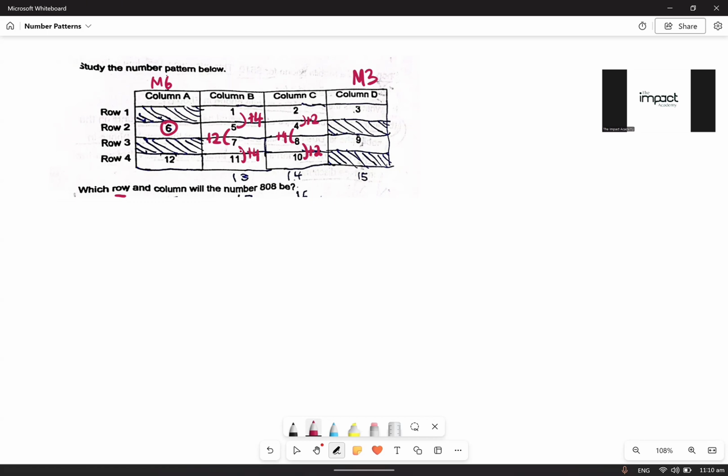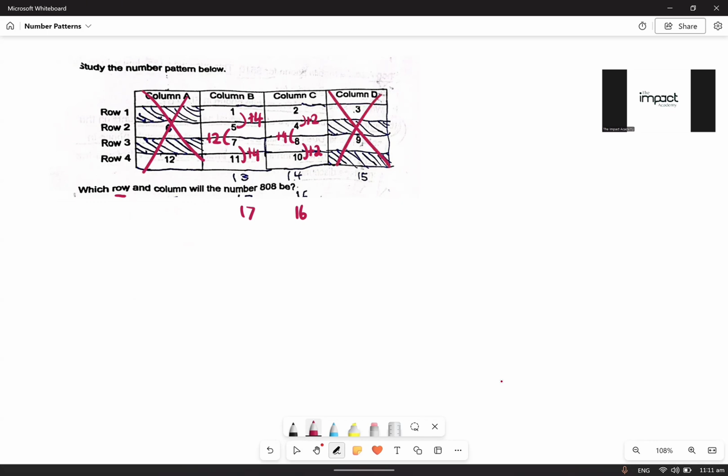Let's just think about it. If I were to list down the next numbers, because it goes like a snake: 1, 2, 3, then 4, 5, 6, 7, 8, 9, 10, 11, 12, 13, 14, 15. Then over here we continue with 16, 17, 18. You can see all of these numbers are multiples of 6. How can 808 be here? 808 is not a multiple of 6. So that's the reason why this is not possible. Multiple of 3 is also not possible. So column A cannot be the answer.